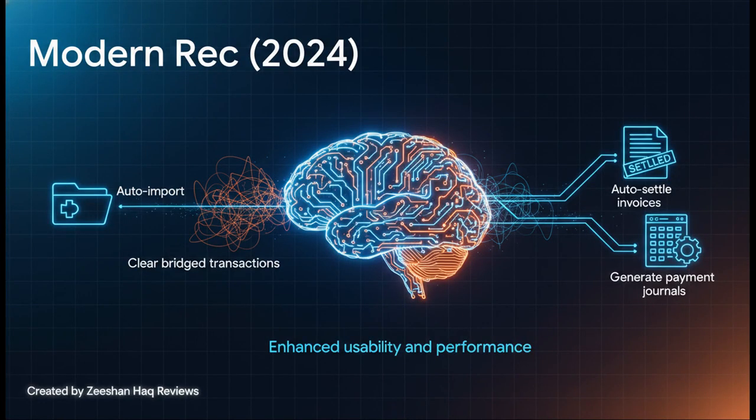But now, modern reconciliation just raises the bar completely. Just imagine this for a second. The system automatically goes into a folder every day and pulls in your bank statements for you. It's smart enough to clear complicated transactions without you having to do a thing. It can even create payment journals for you right from the worksheet. This isn't just a small update, it's a massive leap forward in making the whole process smarter and faster.